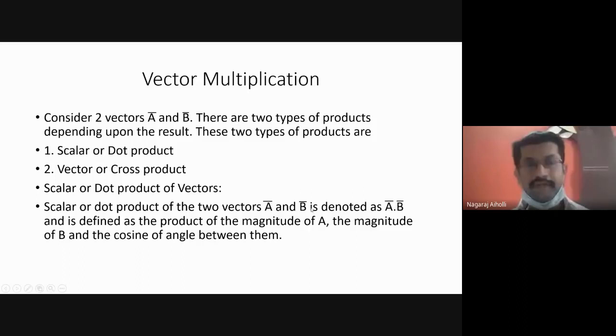What is the definition then? Scalar product or dot product is defined as the product of the magnitude of the vector A, the magnitude of the vector B, and the cosine of the angle theta between the two vectors a bar and b bar. So how do we define scalar or dot product, students? It is denoted as a bar dot b bar and defined as the product of the magnitude of vector A and the magnitude of vector B and the cosine of the angle between vector A and vector B. This is called scalar product or dot product. We'll see why it is called scalar product.